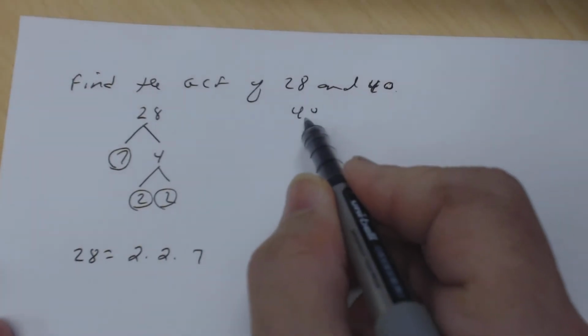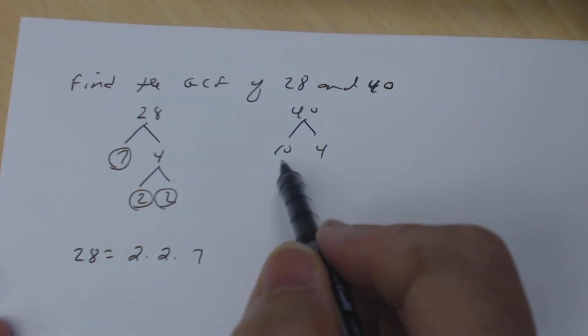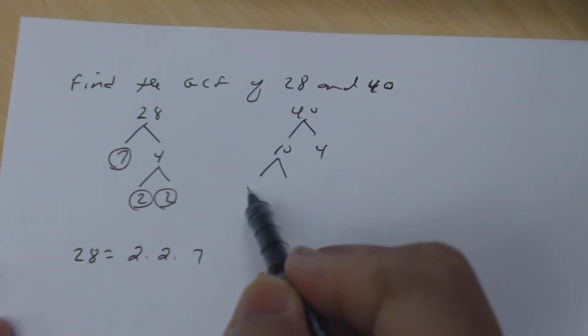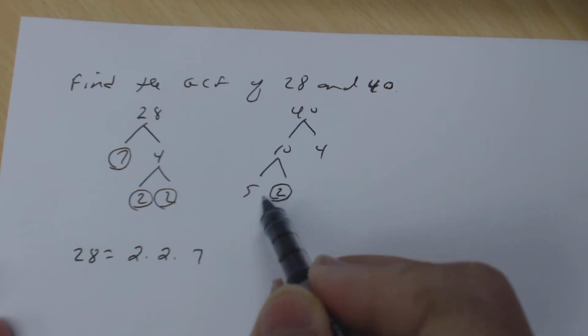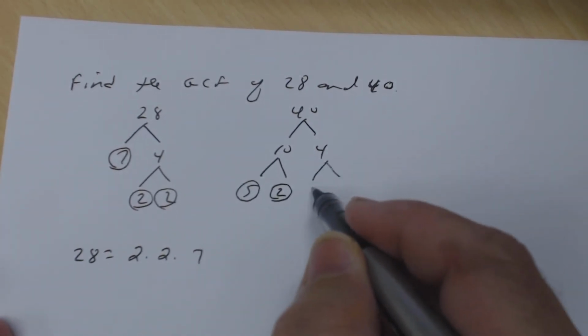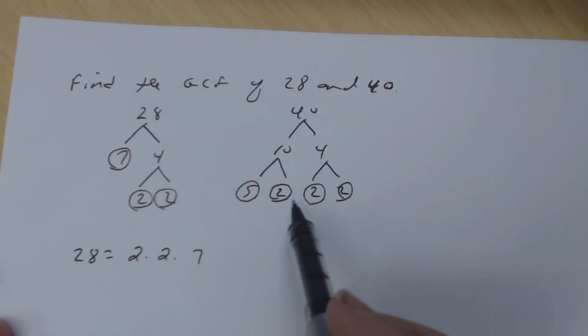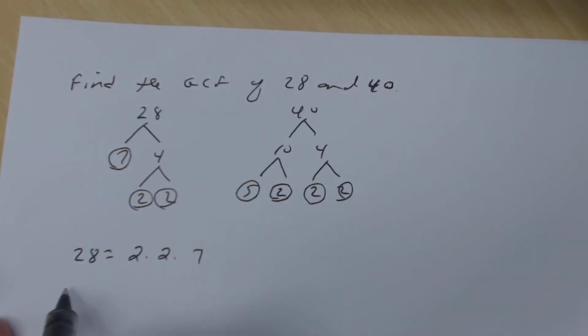40 is 10 times 4. Those are both composites, so I can go further with it. 10 is 5 times 2, so I'm going to circle those because those are both primes. And then 4 is 2 times 2, and I can circle those because those are both primes, and I'm done. So 40 is 2 times 2 times 2 times 5.